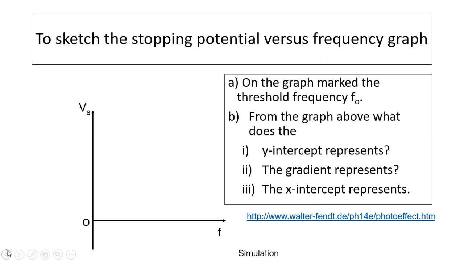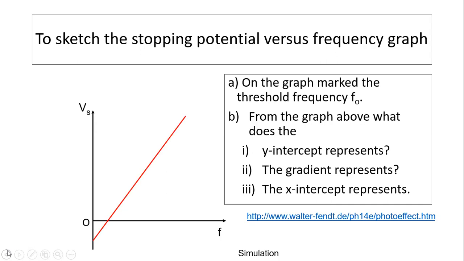Straight line, passing through the origin? It has a y-intercept, which means it doesn't pass through the origin. Sorry, no, it doesn't pass through the origin. It intercepts the negative y-axis. Yes, it's a straight line. What does the y-intercept represent?